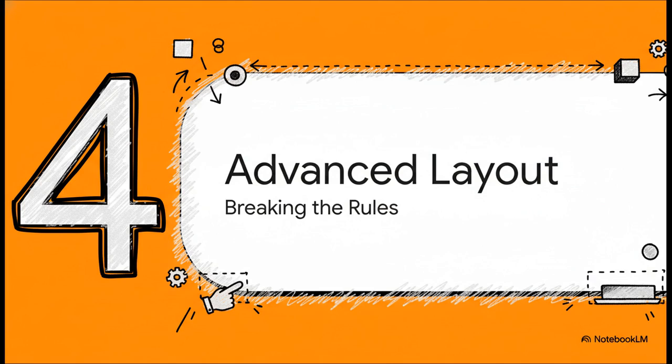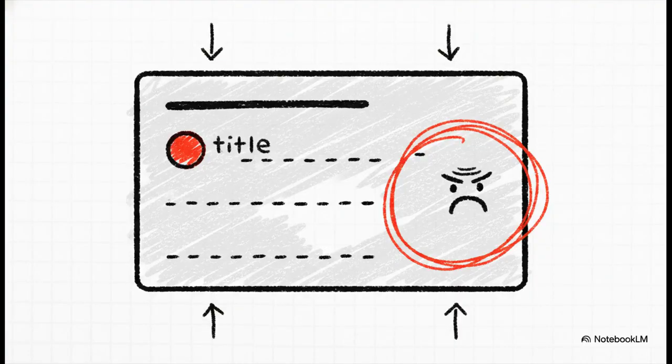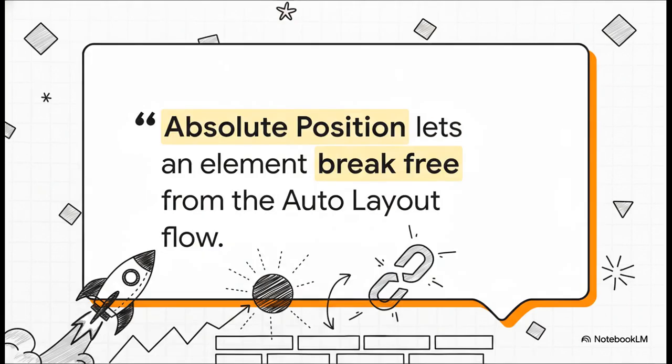Okay, so you've built your perfect, beautifully structured auto layout component. Everything's flowing just right. But what happens when you need one element to just break the rules, to sit on top of everything else? A classic example of this is a little notification badge or a close icon. You want it to sit nicely in the top right corner of a card, but auto layout keeps forcing it to stay in line with the title and the description, which just looks wrong and creates all this weird, unwanted space. This is where absolute position becomes your secret weapon.